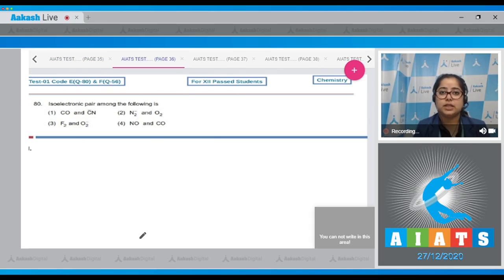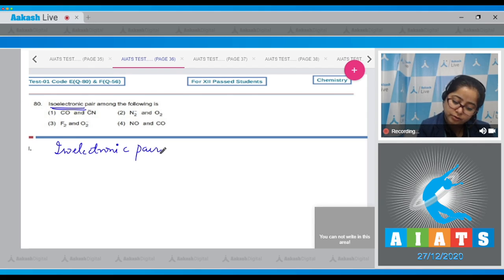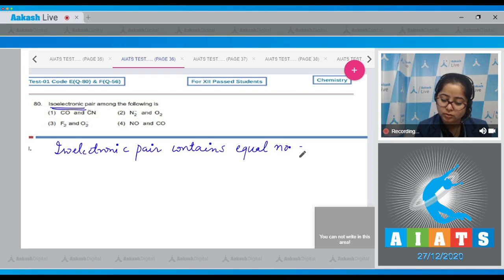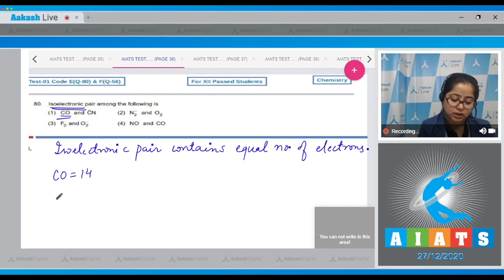Moving to next question, which is 80. Let's read it. Isoelectronic pair among the following is. Student, isoelectronic. Here I'm writing the meaning of isoelectronic. Isoelectronic pair contains equal number of electrons. Number one, we have CO. The total number of electrons present in CO is 14, and the total number of electrons present in CN minus is also 14. That means option number 1, CO and CN minus is isoelectronic in nature. So the correct answer is option number 1.